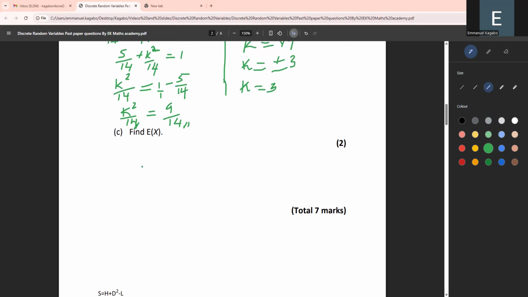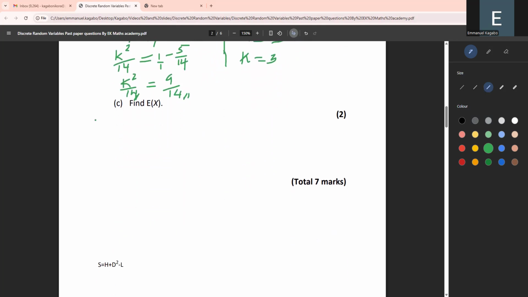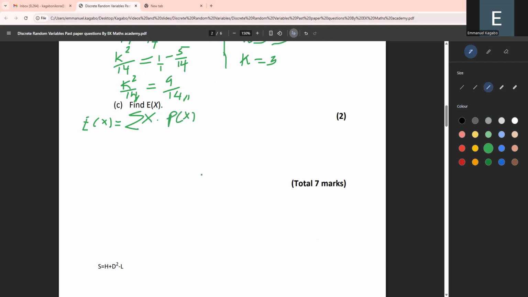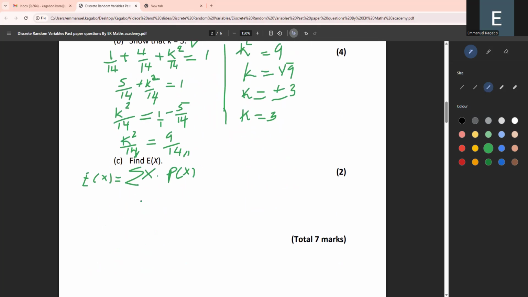Now, the next question, they said find the expected value. The whole question has 7 marks. Expected value, like the previous question I've just finished, is the summation of x values times the probability corresponding to those x values. So what are my x values, guys? It's 1, so I have to get 1 times that, 2 times that, and k times that. But I got k as what? As 3. So the first value of x, guys, is 1.